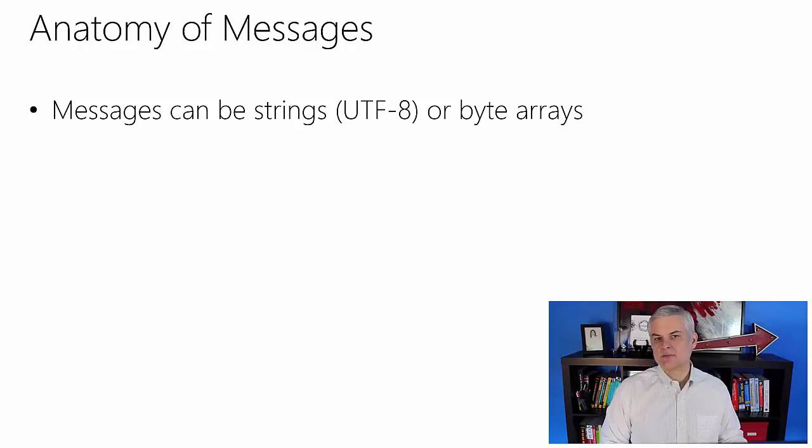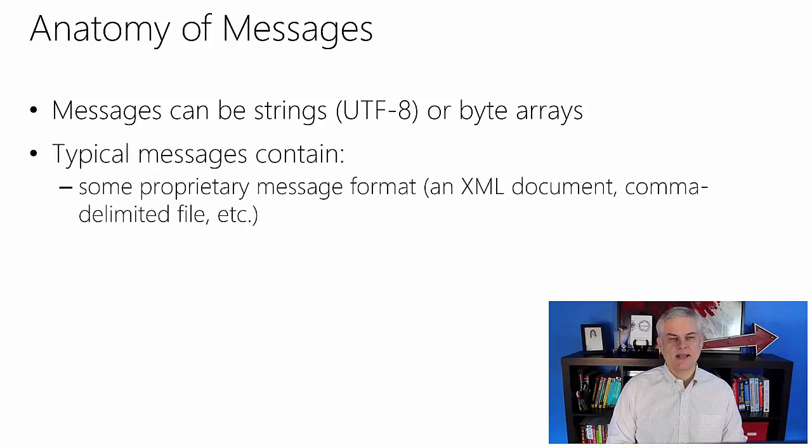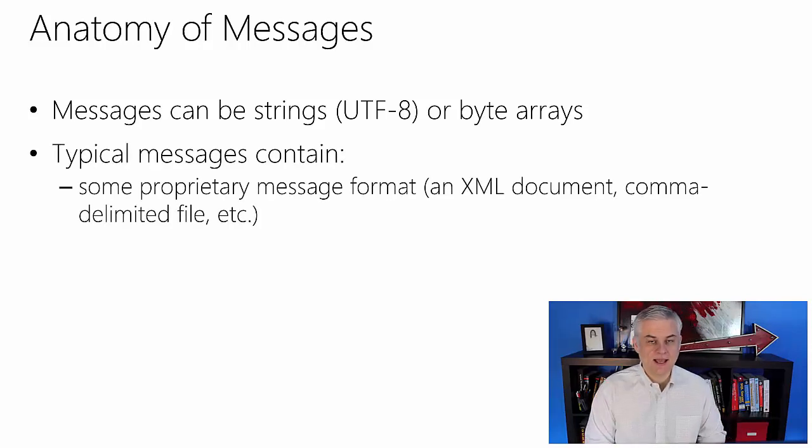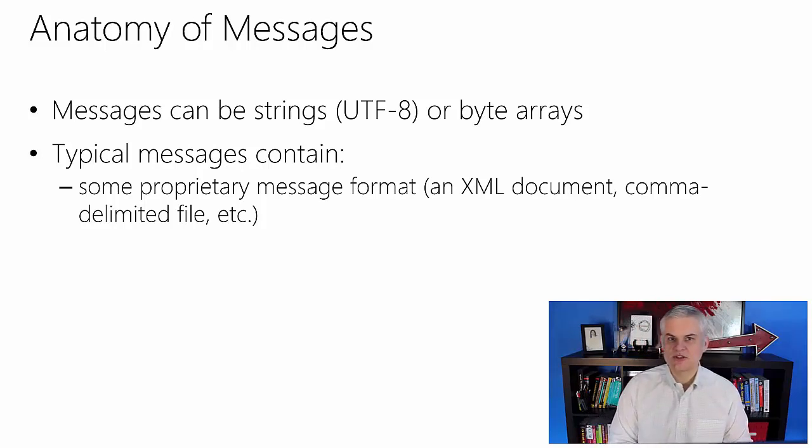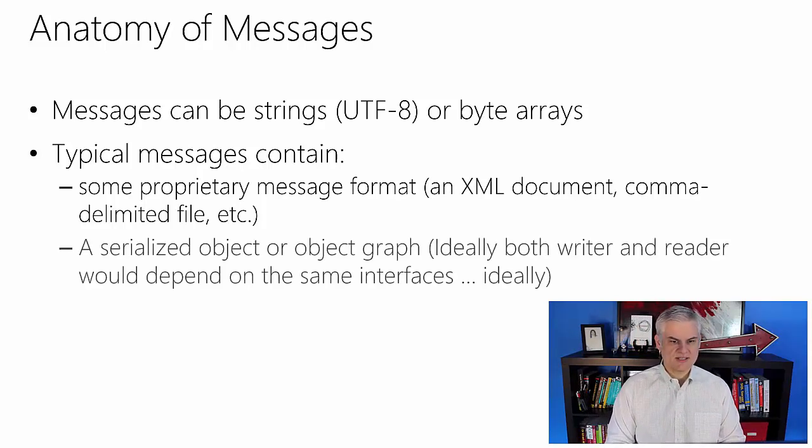We already said that a single message can only be 64K in size. Messages can either be strings or they can be byte arrays. And typically I use strings because I'm using JSON for a serialized object or object graph, but you can also create any proprietary message format. Comma delimited files, tab delimited files, an XML document that represents something.